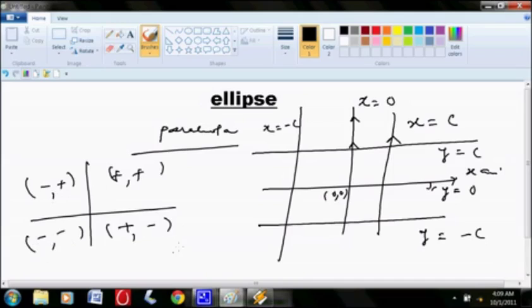So I'll suggest you to go with the parabola discussions and then come to ellipse, so that you will understand all these things quite easily, because overall the section is quite easy and interesting.